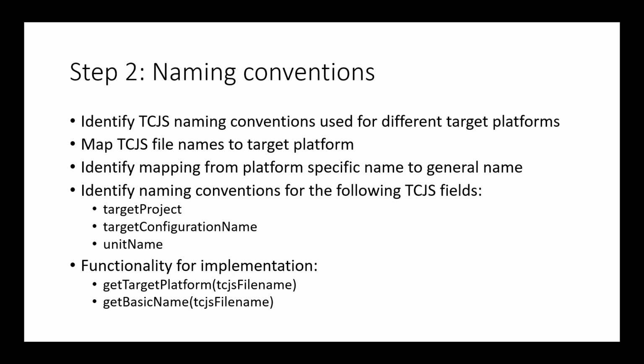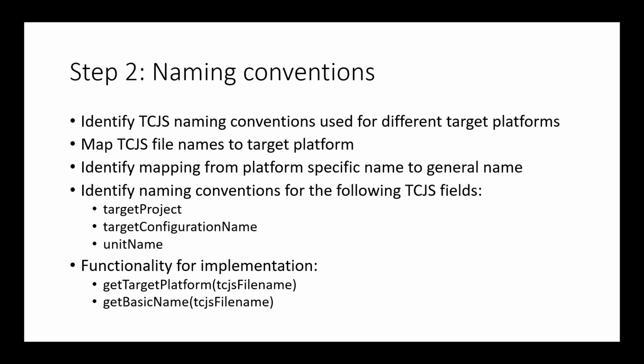And create a mapping, so understand how the files are named, and create a mapping between file names and target platforms. So identify how you will detect the target platform from the TCJS file name. Of course, in very complex cases, maybe some additional scripts should be used, but according to our experience, analysis of file names is good enough, and actually not complex.